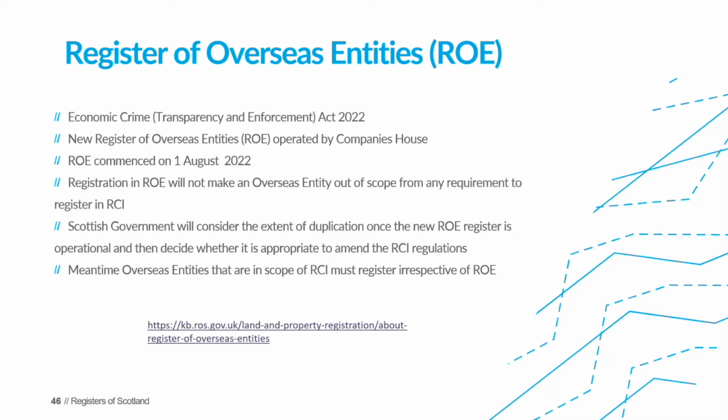It's important to note that in the meantime, overseas entities that are in scope of RCI must register irrespective of ROE and make arrangements to comply with RCI legislation ahead of the transition period ending and criminal offences coming into force in April 2024, pending the potential changes we mentioned earlier. There is further information online, including a guide outlining the differences between the two registers. The link is on screen.